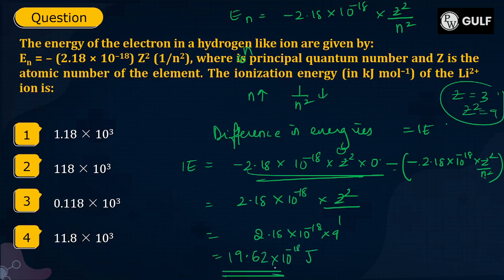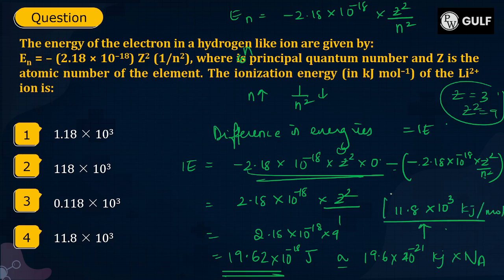This is in joules. We want this in kilojoules, so we divide it by 1000. When we divide it by 1000, we will get 19.62 into 10 to the power minus 21 kilojoule. Now I want it per mole, so I multiply it with Na. The moment I multiply it with Na, I get the answer as 11.8 into 10 to the power 3 kilojoule per mole. This is going to be the answer, which is your option 4.